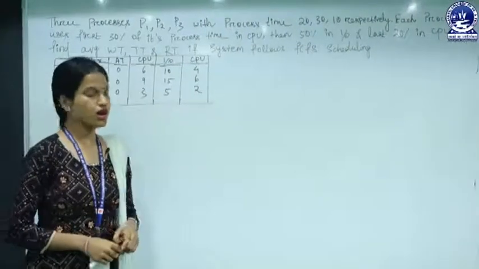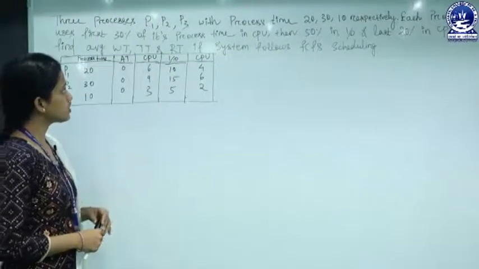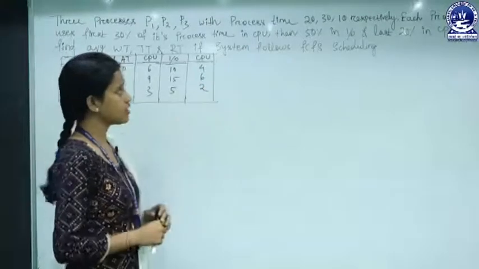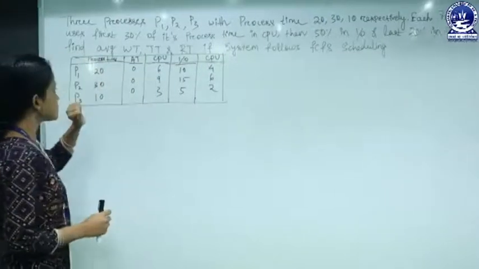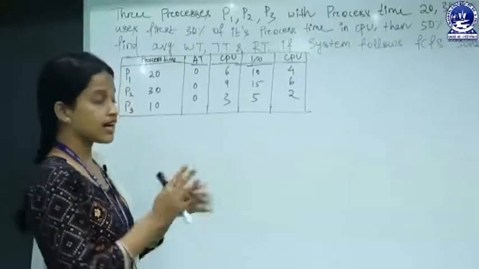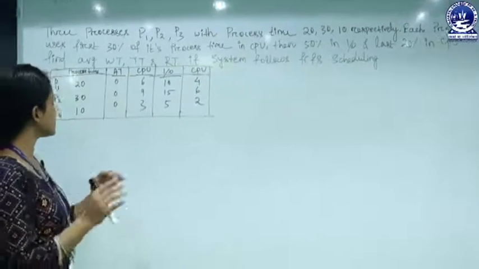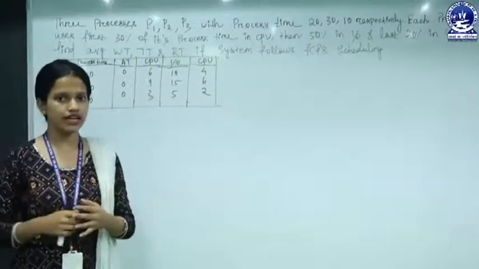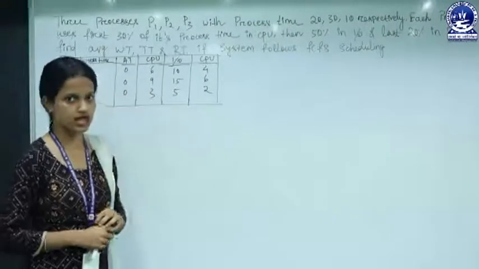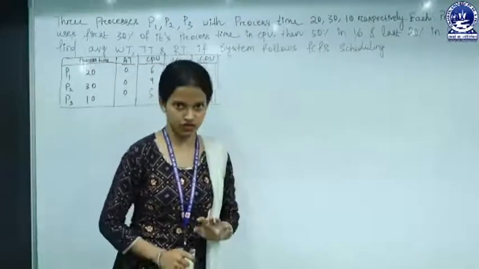Okay. So as it is given, there are three processes P1, P2, P3 with process times 20, 30 and 10 respectively, and each process uses the first 30% of its process time in CPU, then 50% in IO, and the last 20% in CPU. So we'll find the average waiting time, turnaround time and response time with the help of first come first serve scheduling.